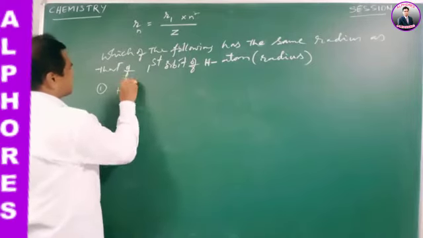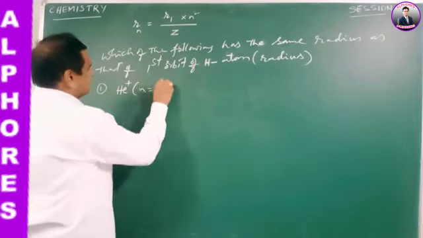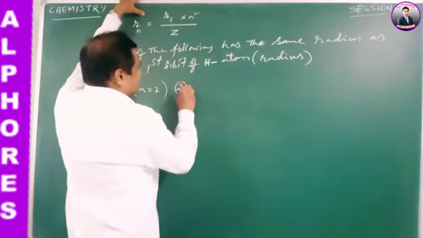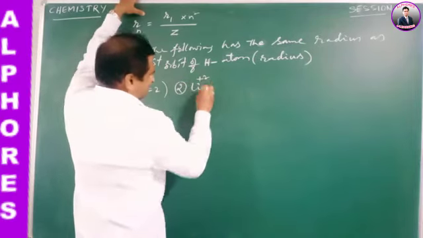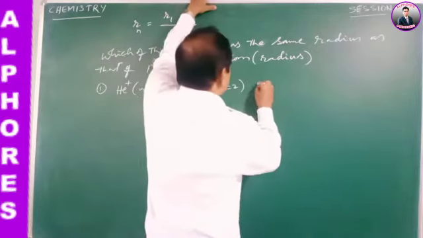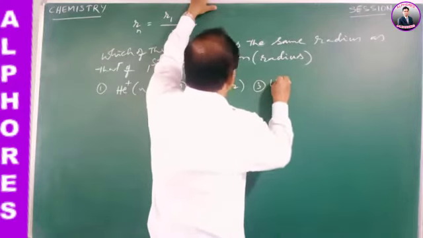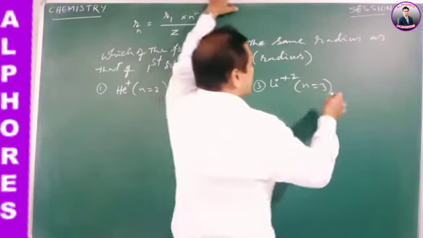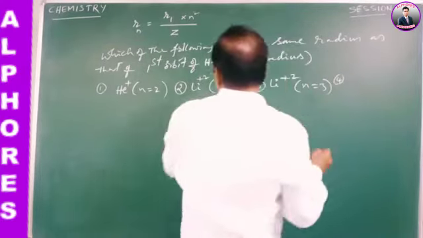Helium plus, n is equal to 2. Second option, lithium plus 2, n is equal to 2. And third option, let us take it, lithium plus 2, n is equal to 3. And fourth option, so helium, lithium completed.